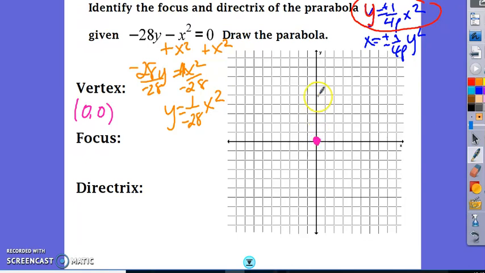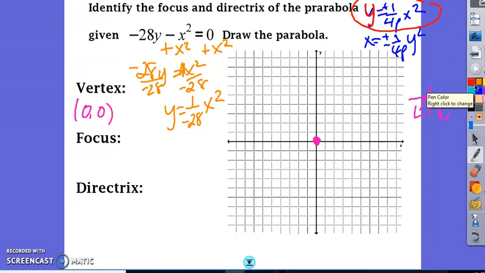Again, since it's y equals, it will be opening along the y-axis, but this time, since it is a negative y, a negative 1 over 4p, it will be opening down. That means the focus will be along the negative y-axis, and the directrix will be a horizontal line up here.